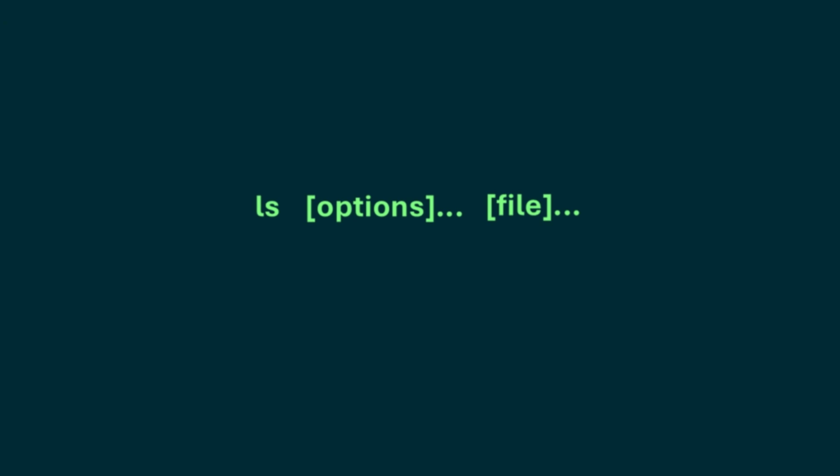Here we see the ls syntax. Items in square brackets are optional, and file can be either files or directories. Also, the 3 dots mean that we can repeat the preceding item, in our case, options or files.